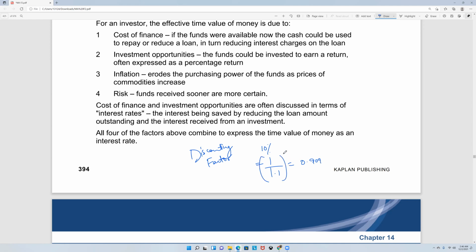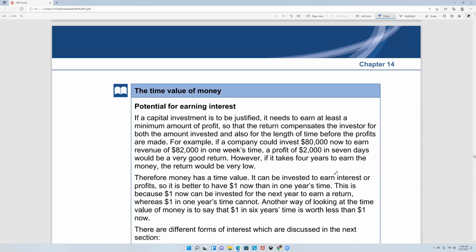What we do is we square it. We get 0.826, then 0.751. We are getting discounting values. Then whatever cash flows we are having, we multiply those cash flows with these particular rates. We'll keep on multiplying cash flows with these rates. Right now we are going to do it.